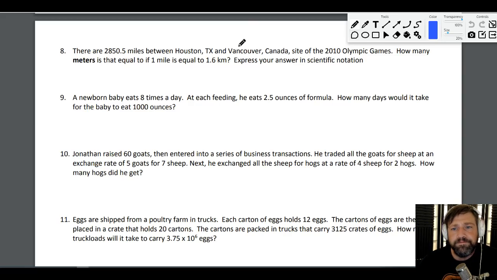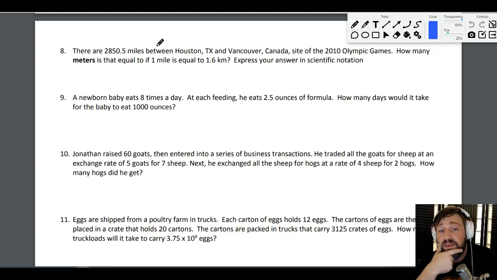All right. So, first question. There are 2,850.5 miles between Houston and Vancouver, site of the 2010 Olympic Games. How many meters is that equal to? If we have 1 mile equal to 1.6 kilometers, express your answer in scientific notation. Okay, so this one's pretty straightforward. This is just kind of a one-step conversion that's not going to be very difficult.